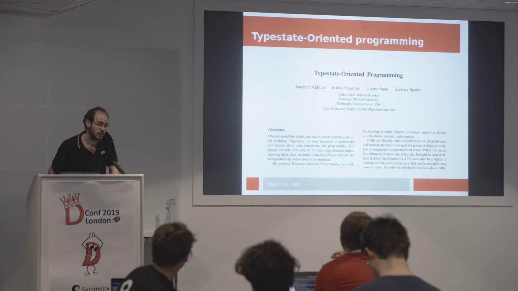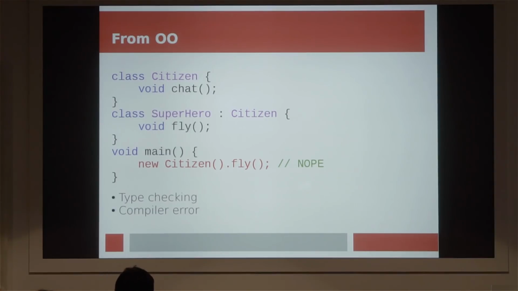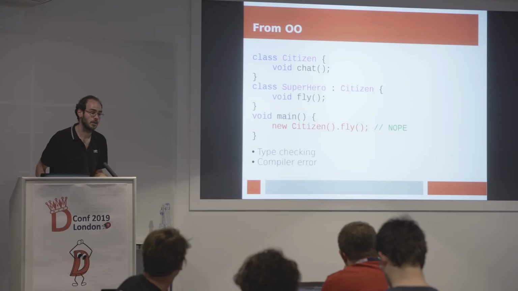Well, I want to talk about type-state-oriented programming introduced in this paper. Well, most people know object orientation if you have like two types which are related. Example, a citizen and a superhero, and the superhero can fly but a citizen can't. Then you define your method in the superhero, and if you try to call it on the citizen, then the compiler complains.